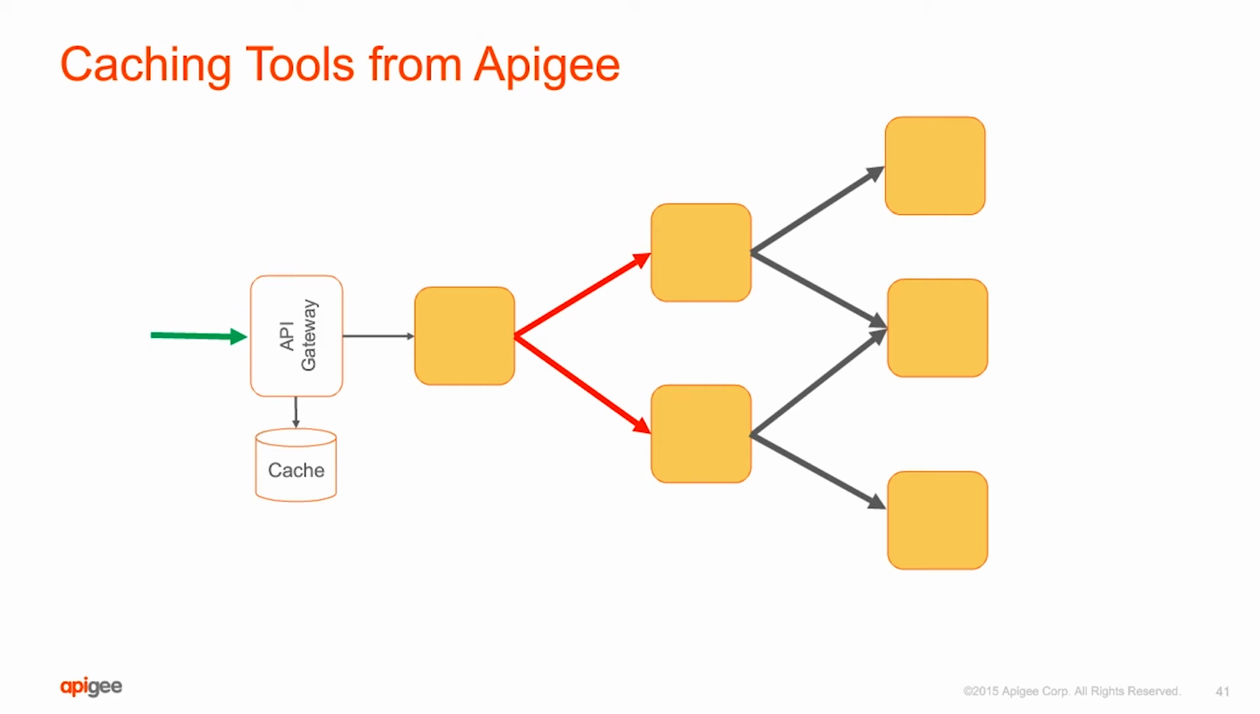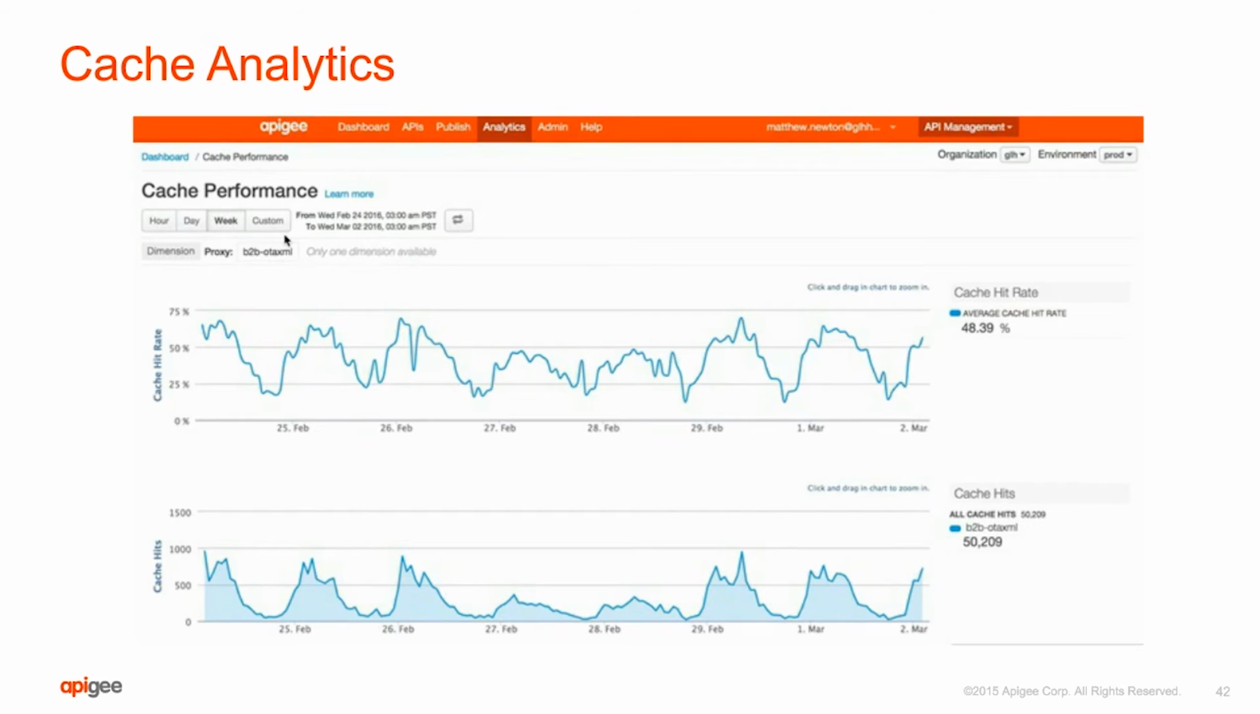But it's not just important to have the caches, you have to know what the hit rates are. Sure. So with the analytics that Apigee has out of the box, you can figure this out. This is a company called GLH Hotels, and you can see, in the beginning of the day, they're getting around a 75% cache hit rate. That means they're saving 75% of infrastructure costs and also getting much better latency.